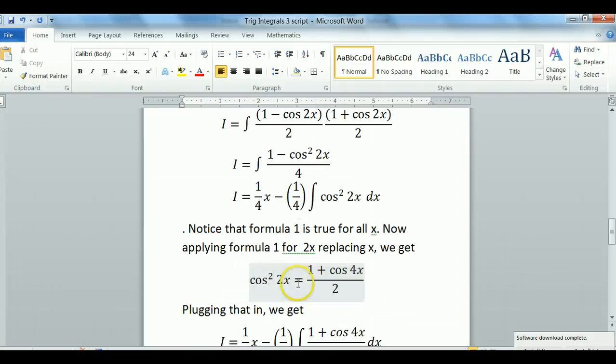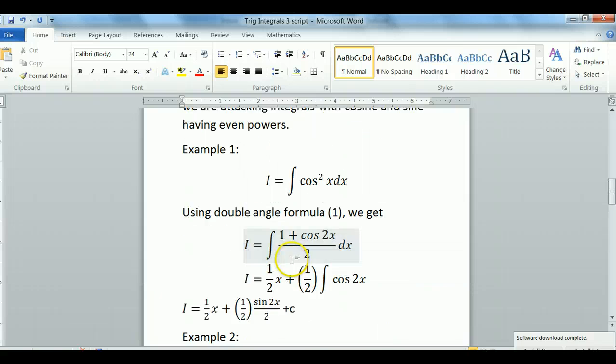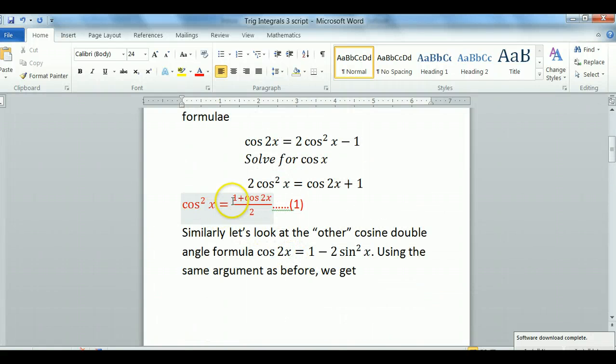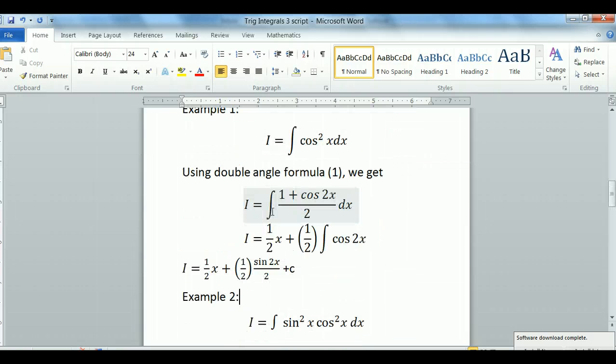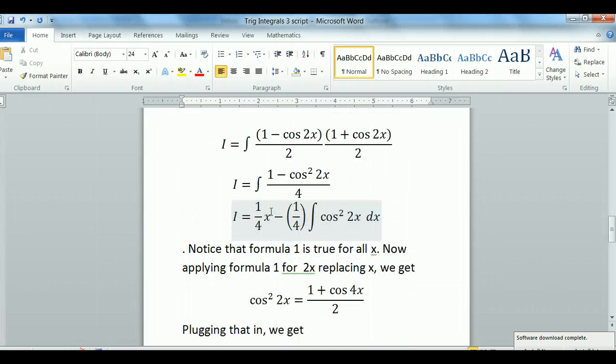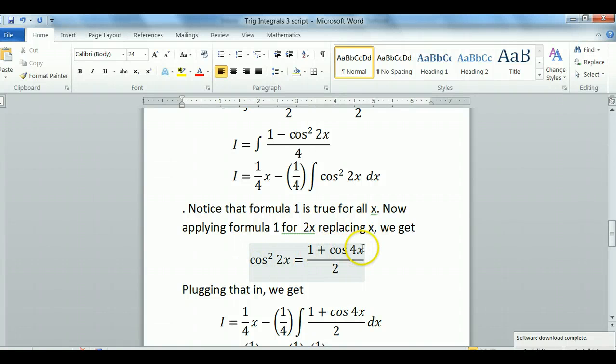So now, what do we do here? If you look at this integral, we're kind of stuck because again we have an even power of cosine. Remember, cosine squared x was 1 plus cosine 2x over 2. So if you have x there, we have 2x here, which means if you have 2x here, then we will have 4x here. Which means cosine squared 2x is equal to 1 plus cosine 4x over 2, and we put that here.